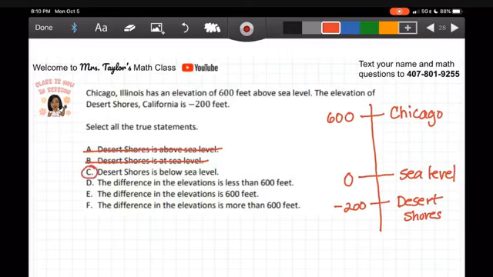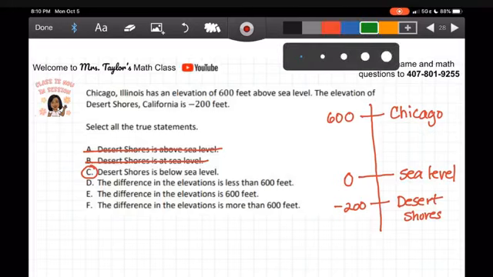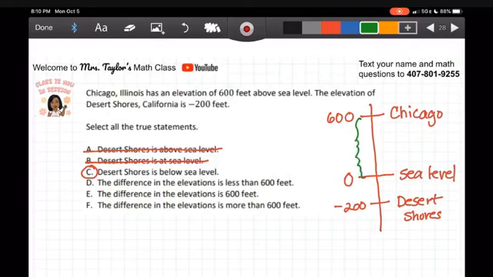Now it says the difference in the elevations is less than 600 feet. Well, they want to know the difference in elevations. Let's talk about that. So, how many spaces is it between sea level and Chicago? It's going to be 600. How many spaces is it between sea level and Desert Shores? Well, it's 200 spaces. If we add them together, that's going to be 800. Okay, in this case, it's going to be 800 feet in between the two of them.